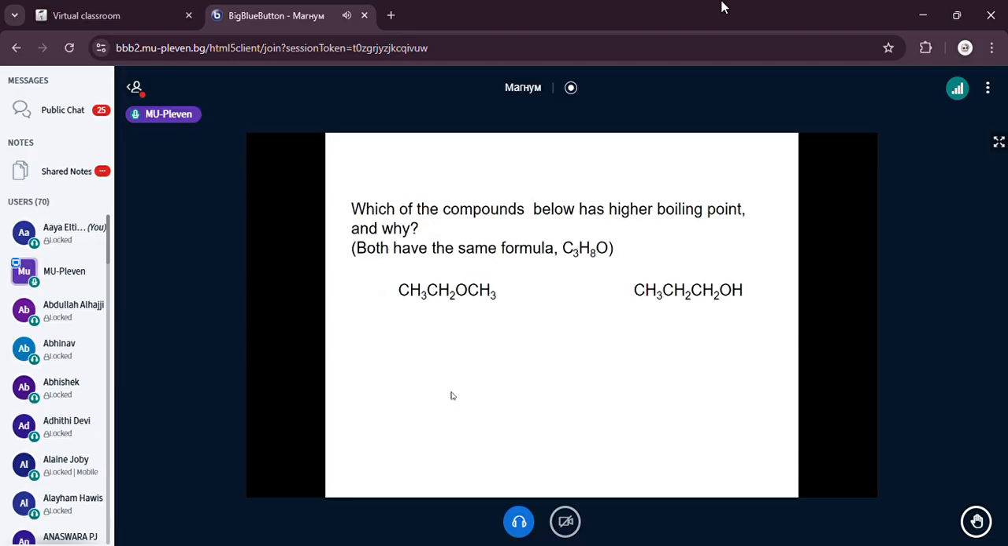I think this is the last question. You have to compare boiling points of these two compounds, both having the same molecular formula, different structure. These two compounds are isomers. What kind of isomers are these two compounds? Functional isomers. Thank you.